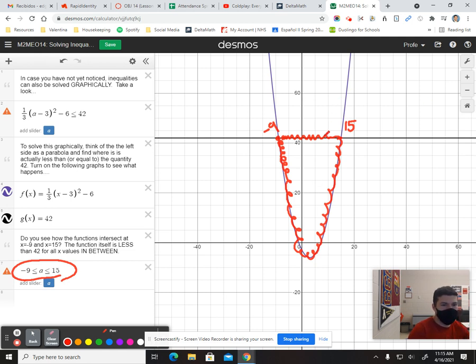This is a lot like our test intervals. Any number in between -9 and 15 is going to satisfy this inequality. Any number outside, less than -9 or larger than 15, is not going to satisfy the inequality.